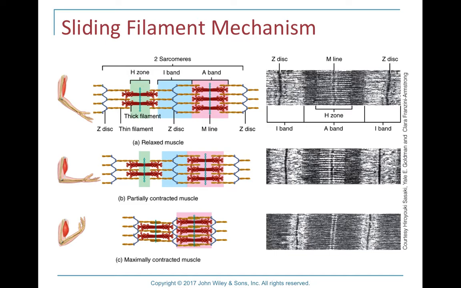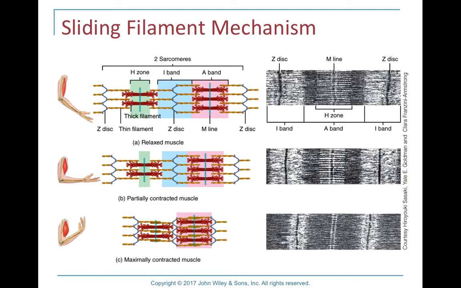So the progressive overlap of the thick and the thin filaments pulls the Z disc towards the center of the sarcomere. So you see, we're pulling towards the center of the sarcomere here. So relaxed, partially contracted, and then maximally contracted. So the Z discs begin to pull towards the center. And they will result in the shortening of the fiber and muscle.